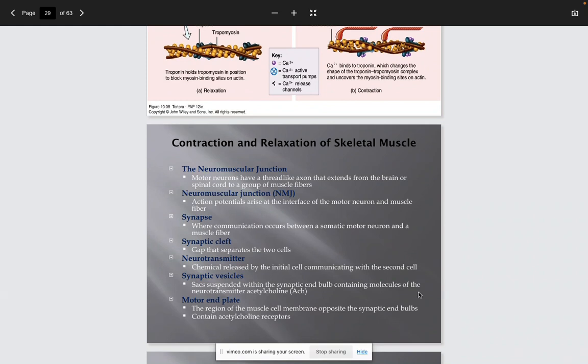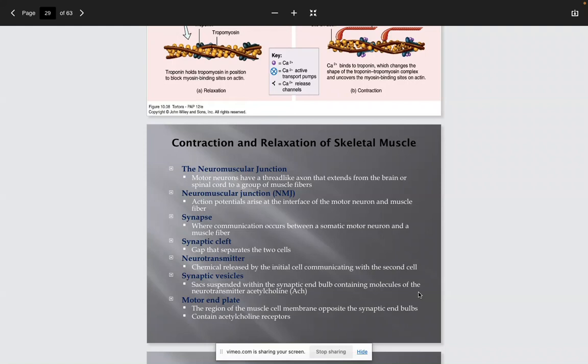So this space in between the motor neuron and the neuromuscular junction is called the synapse. This is where communication occurs between the motor neuron and the muscle fiber. It's just the space. Synaptic cleft, I'm not too worried about. It's just a gap that separates the two cells.